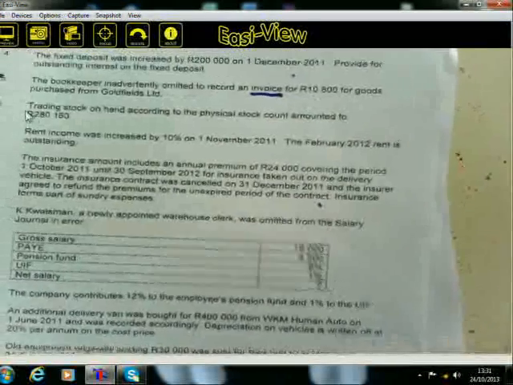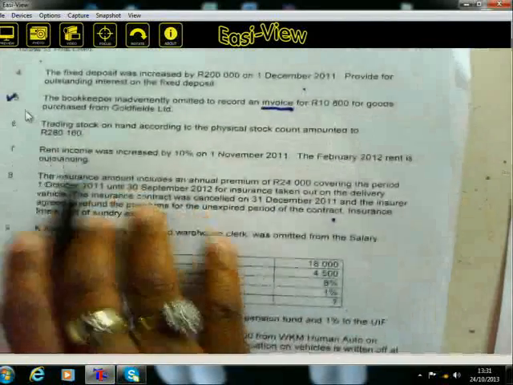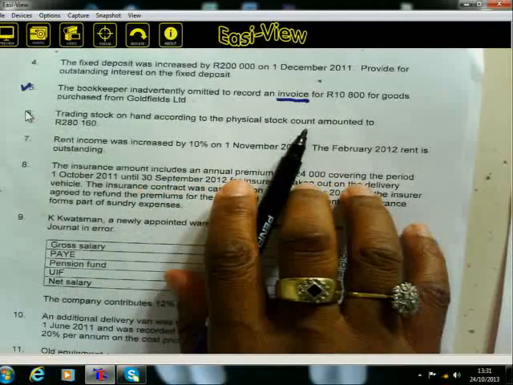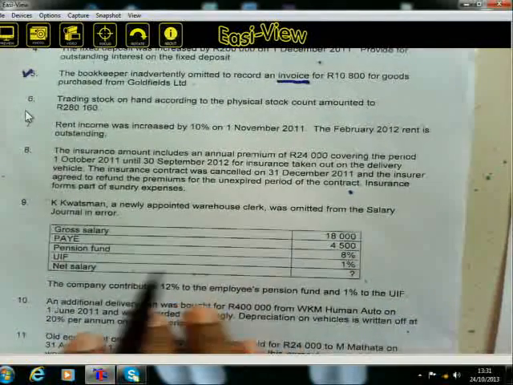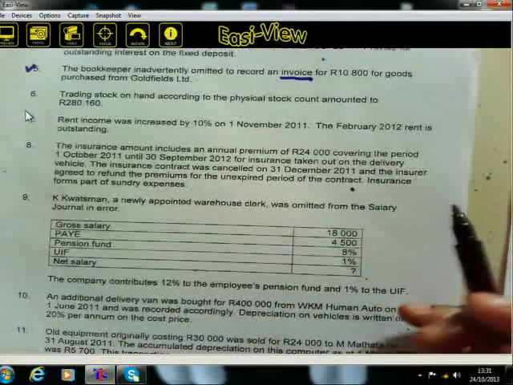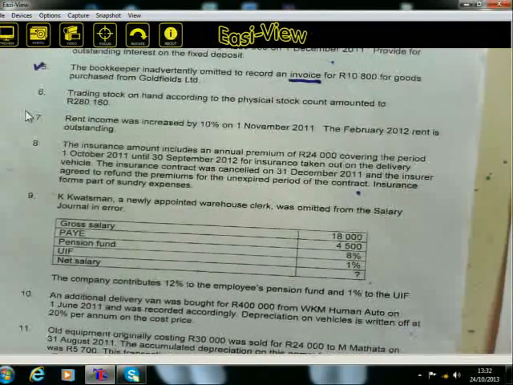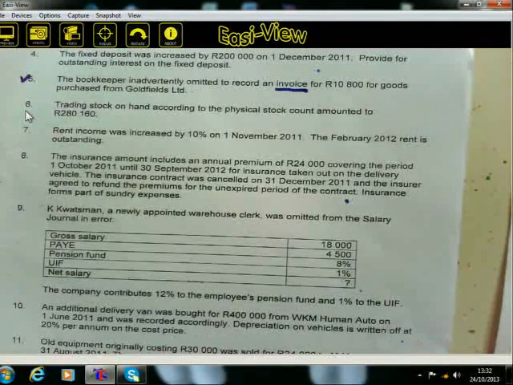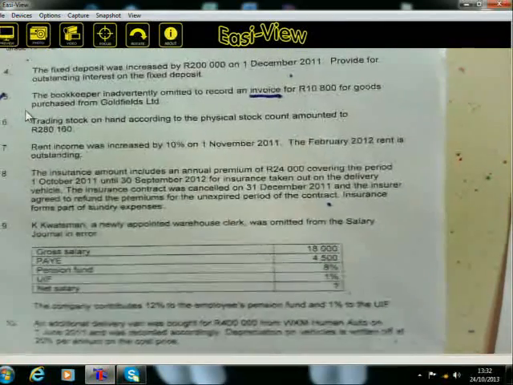Now we go back to our question. Adjustment number 6, trading stock on hand according to the physical stock account amounted to that amount. It does not affect us. Rent income was increased by 10% on 1st November. That part of income does not affect us. The insurance amount includes an annual amount of 24,000 covering the period from 1st October. That one, we don't include it.